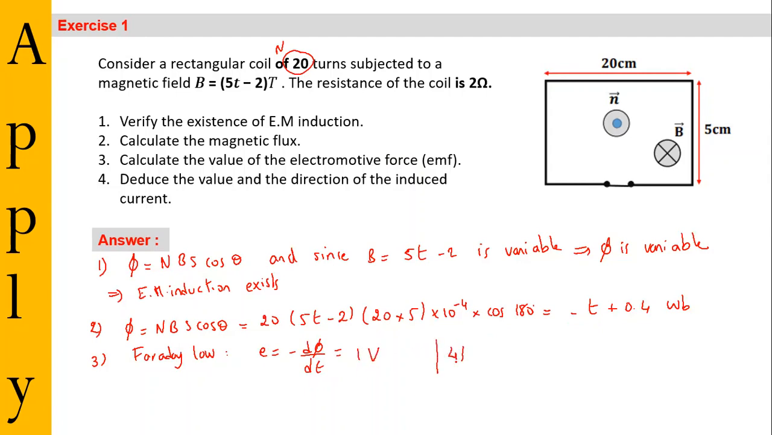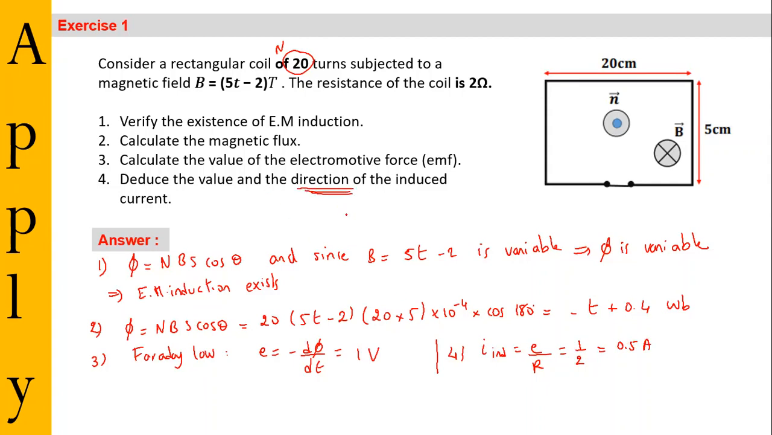Now, part 4, deduce the value and the direction of the induced current. Since the circuit is closed, I have an induced current, which is equal to E over R total. Here we only have R equal to 2 ohms. So we have 1 over 2, which is equal to 0.5 ampere.